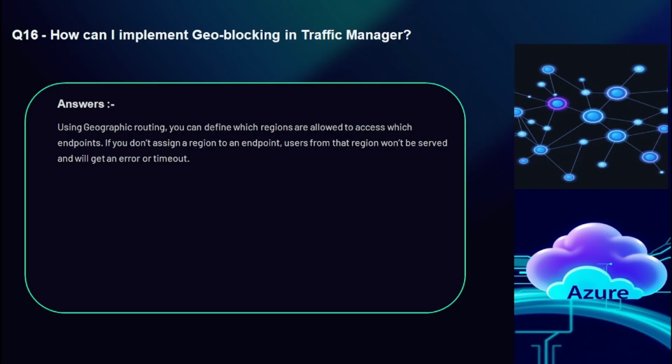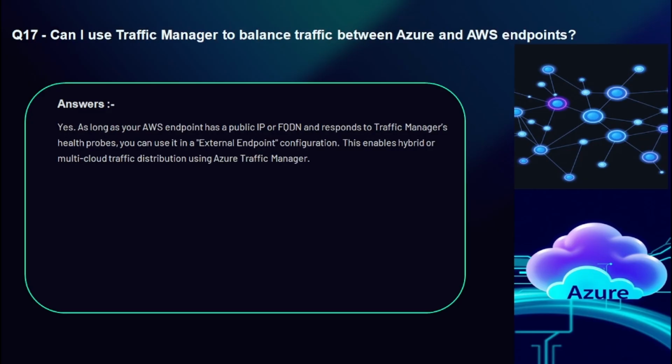Now next question. Can I use Traffic Manager to balance traffic between Azure and AWS endpoints? Yes, we can. As long as your AWS endpoint has a public IP or FQDN and responds to Traffic Manager's health probes, you can use it in an external endpoint configuration. This enables hybrid or multi-cloud traffic distribution using Azure Traffic Manager.